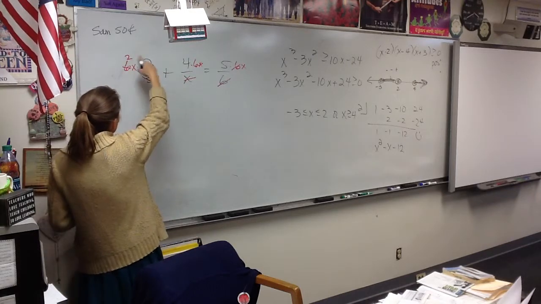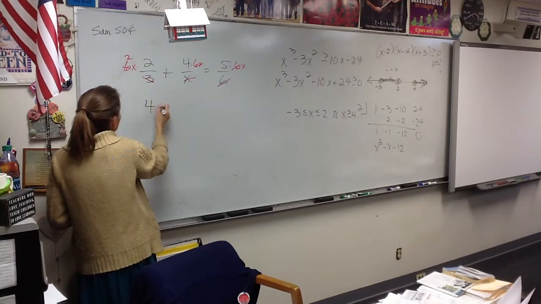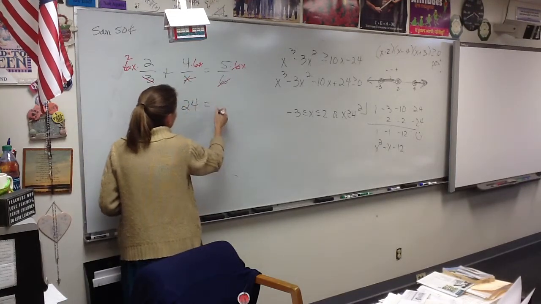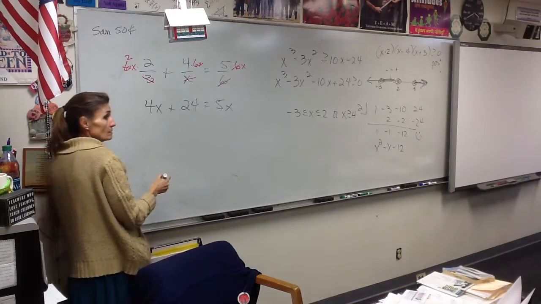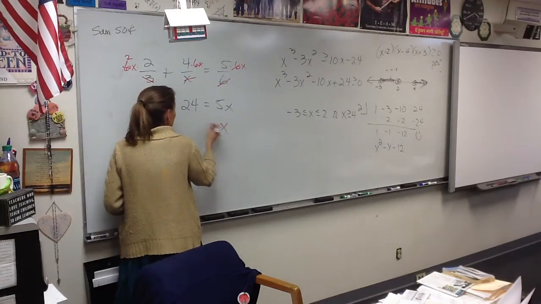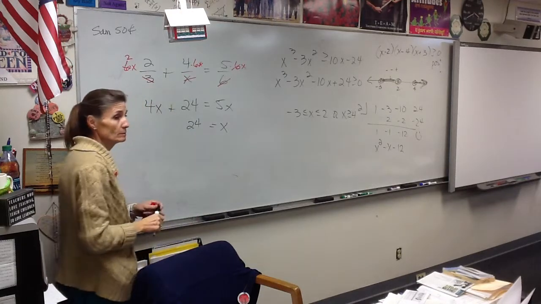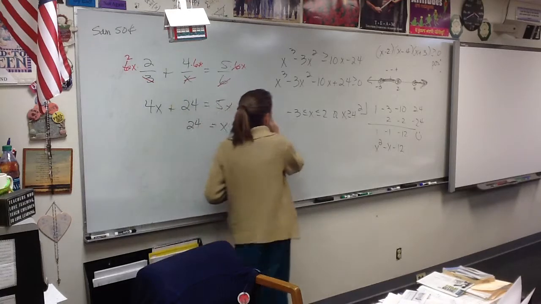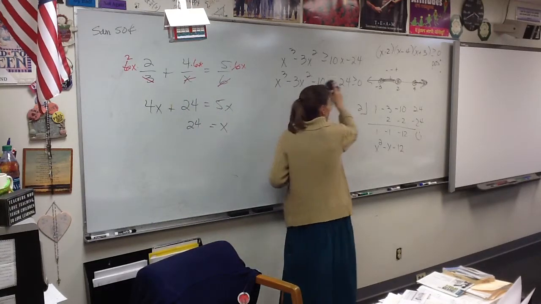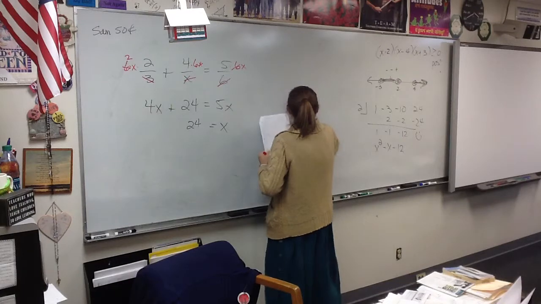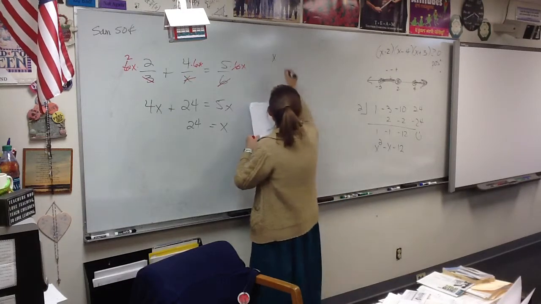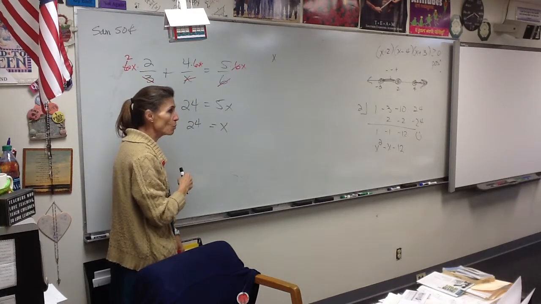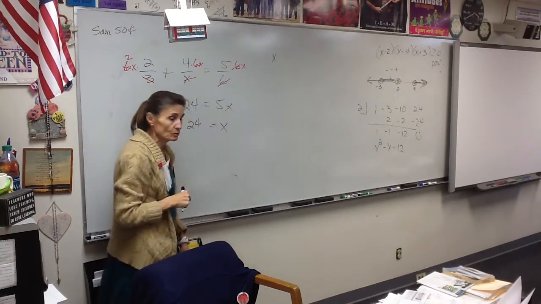So what am I left with here? 4x plus 24 equals 5x. So x equals 24. Done. Easy. Oh, notice, did I draw a number line? No. No, because why? That's an equals.